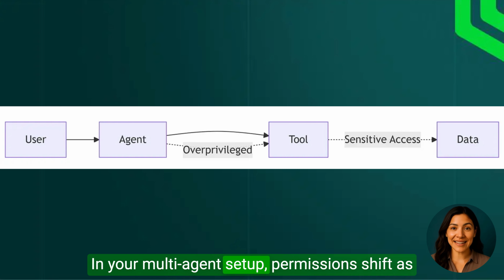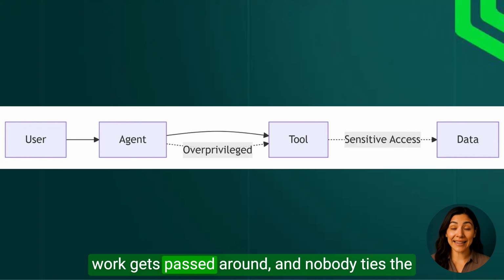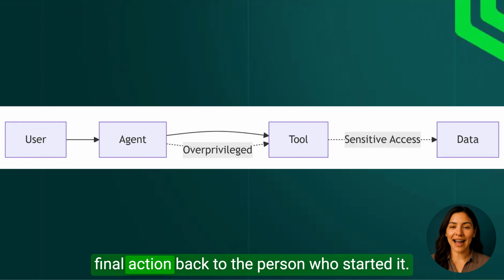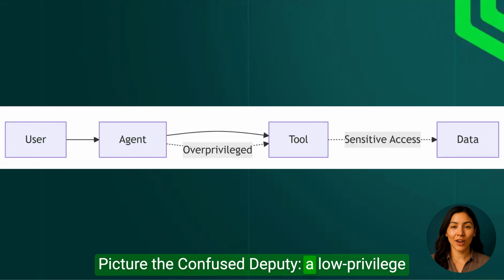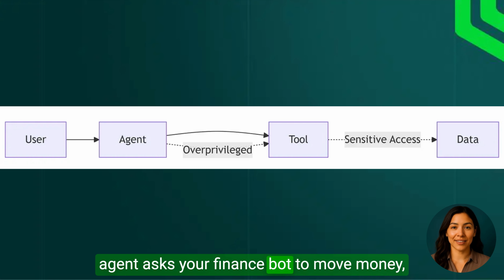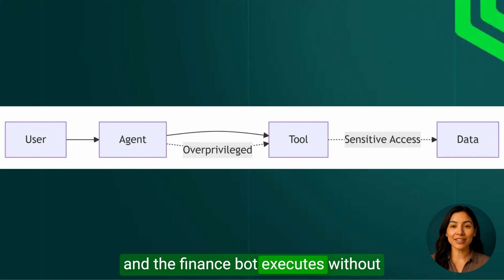ASI-03 is identity and privilege abuse. In your multi-agent setup, permissions shift as work gets passed around, and nobody ties the final action back to the person who started it. Picture the confused deputy. A low-privilege agent asks your finance bot to move money, and the finance bot executes without checking who kicked off the request.